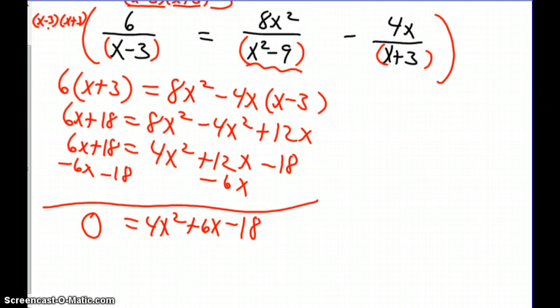Now remind me, how do you factor this? What do you do first? Multiply 4 by negative 18. Okay, so here we go. There's 4, negative 18. I'm underlining it. There it is, negative 72. Okay, now you tell me what two numbers multiply and give you negative 72.